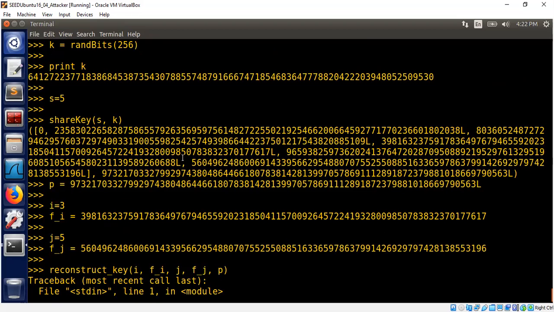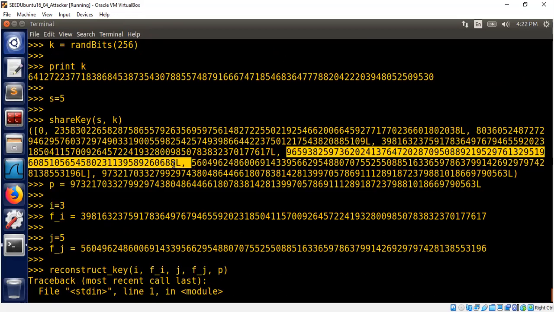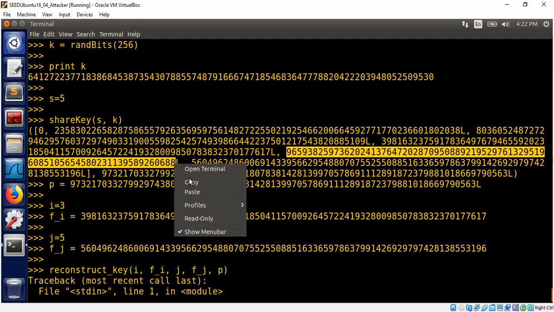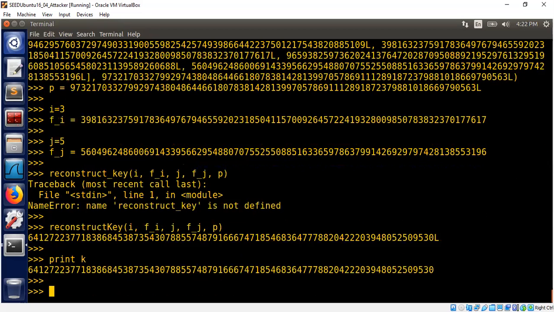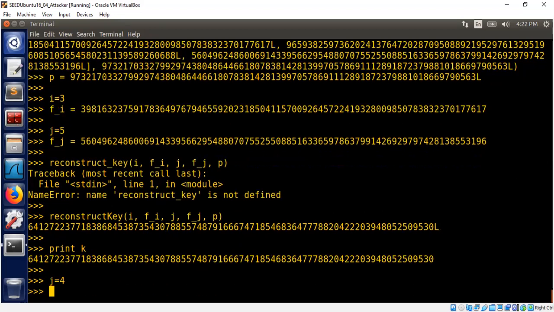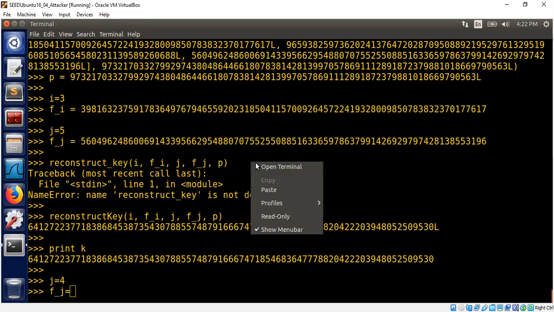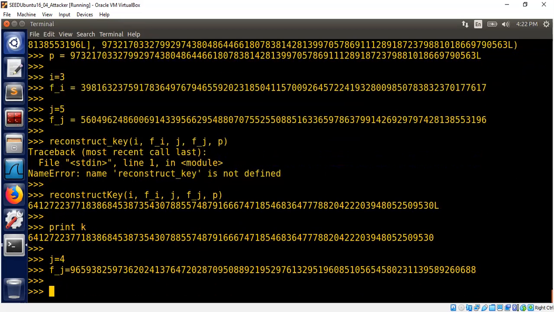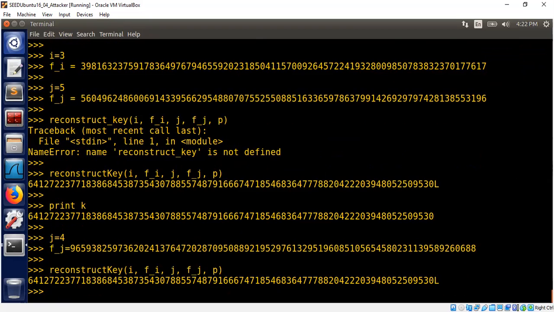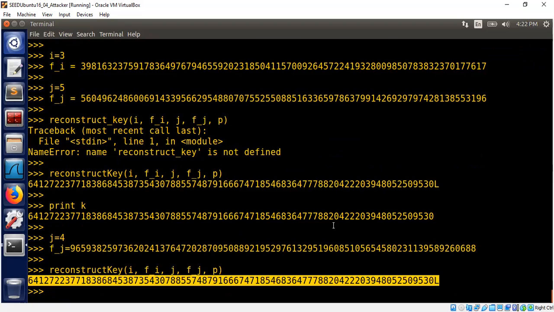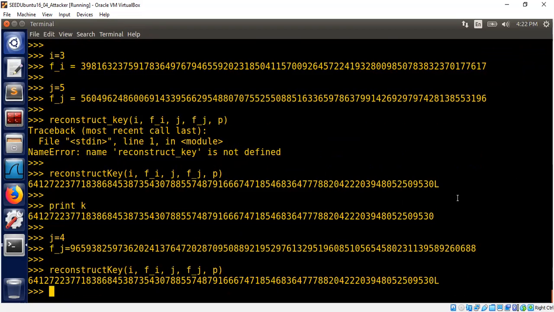Okay, where is it? J to be 4 means this one, right? Yeah. So let's do that. Let's do j to be 4 and f of j to be this, and see whether we can reconstruct the key and get the same key. Yeah, you see it's the same key as key k. That's pretty neat.